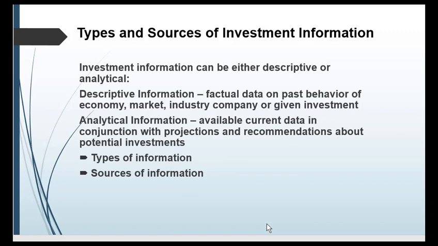Information can either be descriptive or analytical. Descriptive is really fact-based kinds of information, and analytical information really talks about projections and the analysis and opinions of others. So again, we have to weigh the information that we get and the sources from which we're getting information.